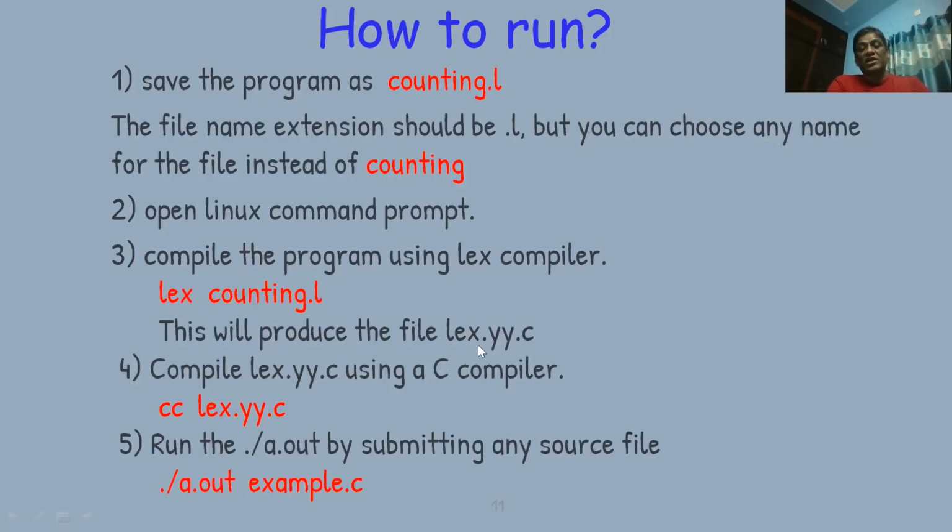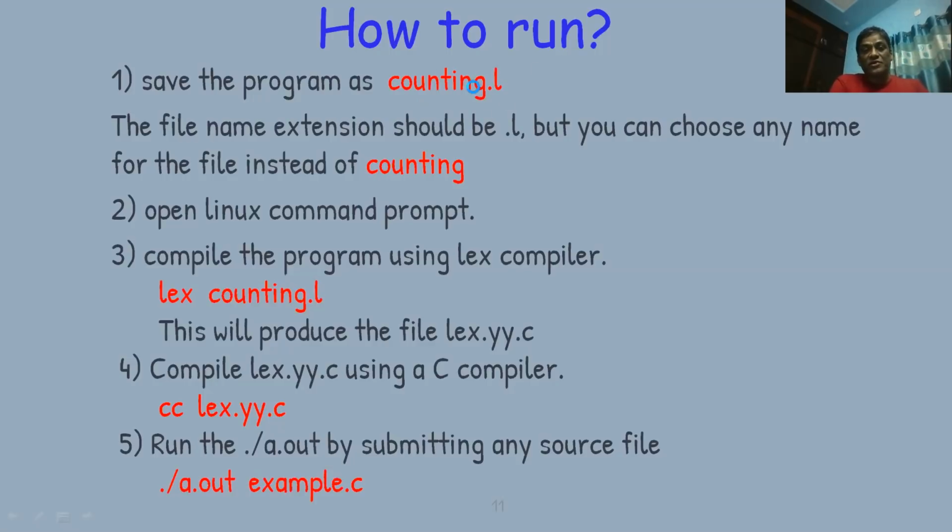Because this is the C file representing the Lex program, compile it with the help of the C compiler: cc space lex.yy.c. Then you will get a ./a.out file which is ready for execution. Then use that ./a.out file and submit any C program to it, so that it produces the corresponding required output written in counting.l or any other Lex program.